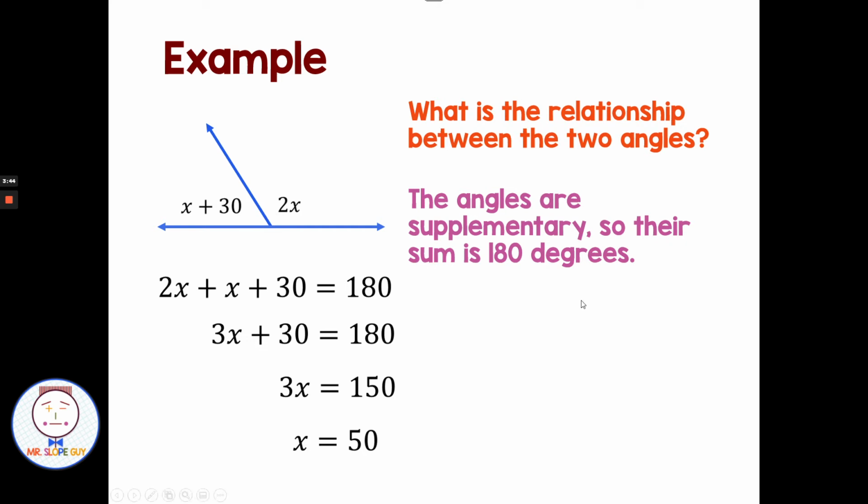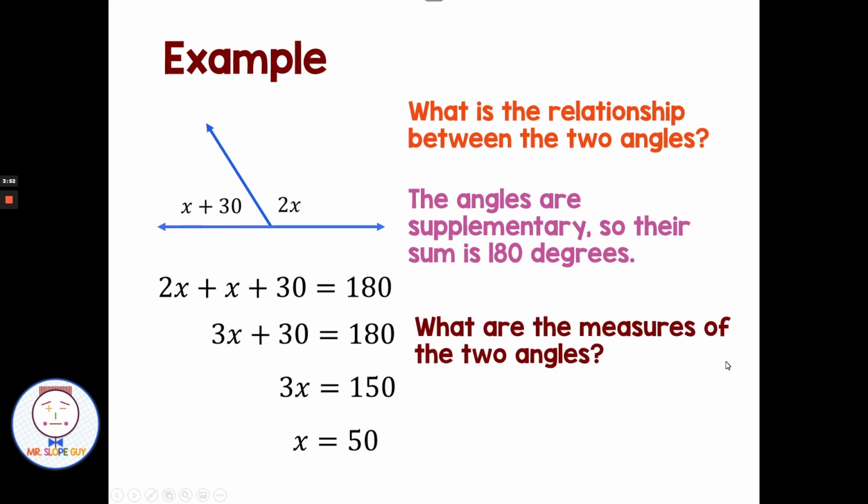So if x is 50, I can go back now that I have solved the equation part of x equals 50. I'm not quite done yet. Now I can go back and figure out the actual angles. What are the angle measures of the two angles? I can do 2 times x. Well, x is 50, so 2 times 50 is 100. So this angle is 100.